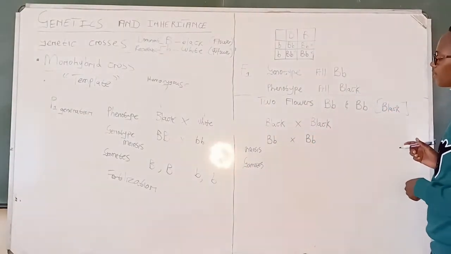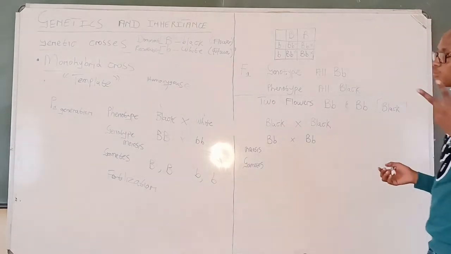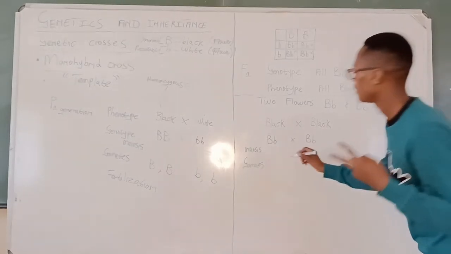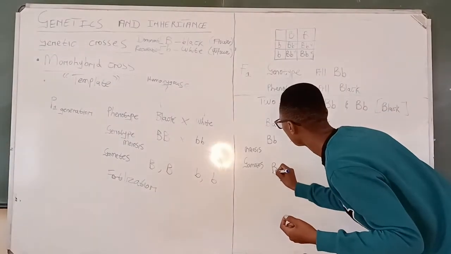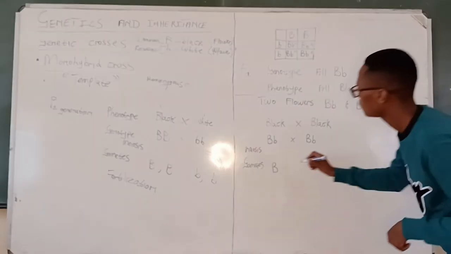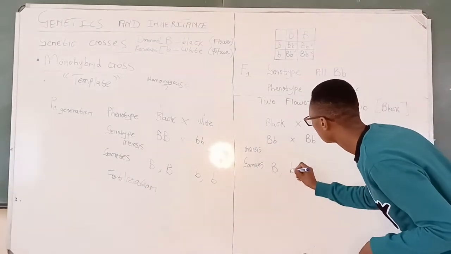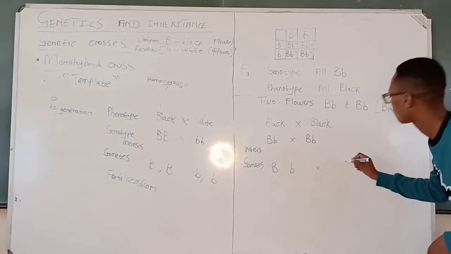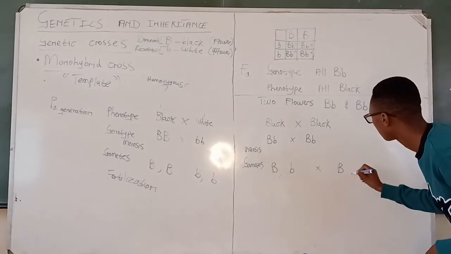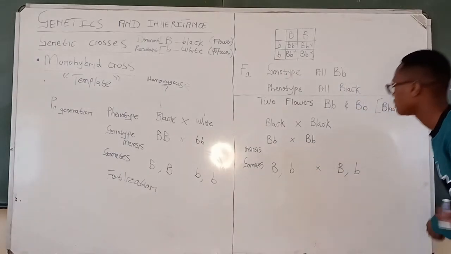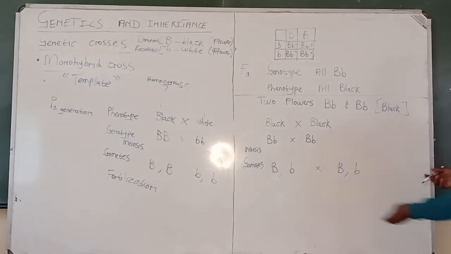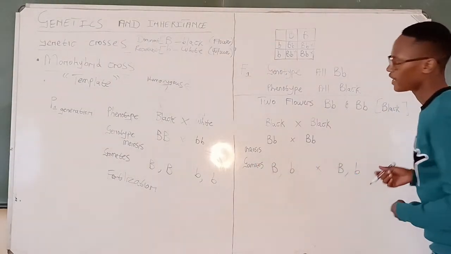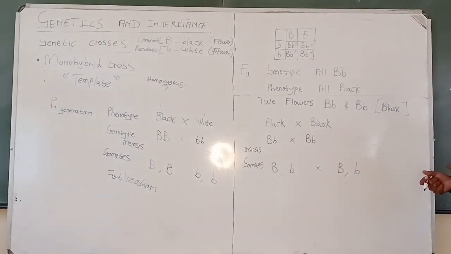So now meiosis is able to form 2 types of gametes. It can form the one with capital letter B and then the one with small letter b. And then this side, meiosis can form the same thing, capital letter B and small letter b, the gametes. After that, these gametes now have to fuse. Then they have to undergo the process of fertilization.